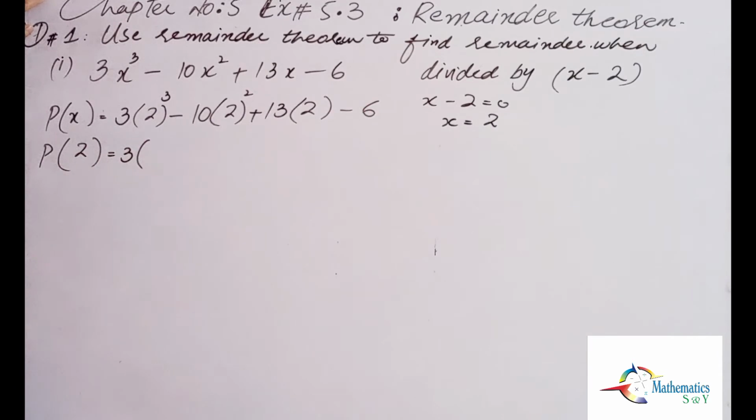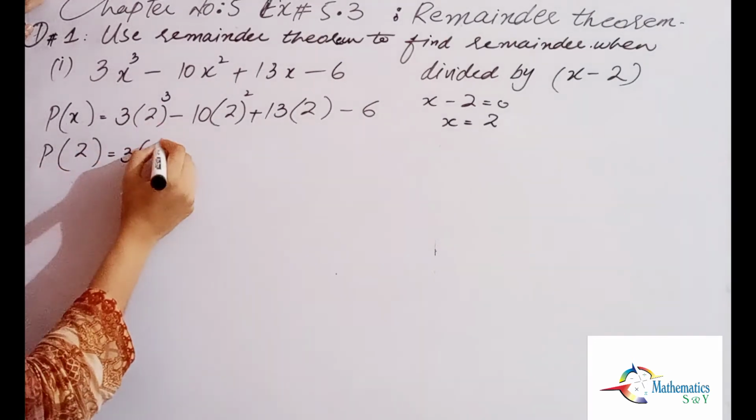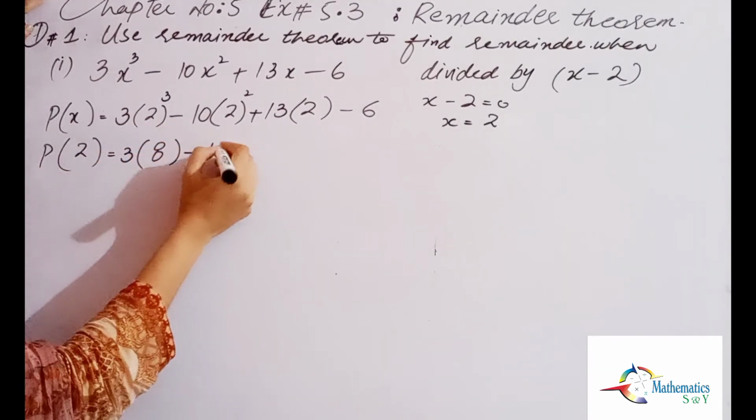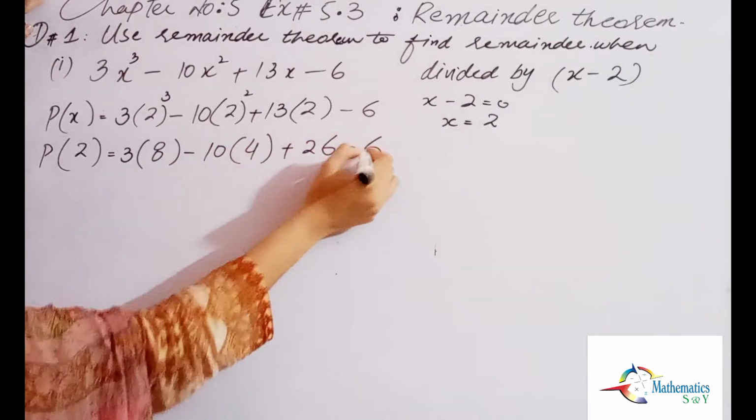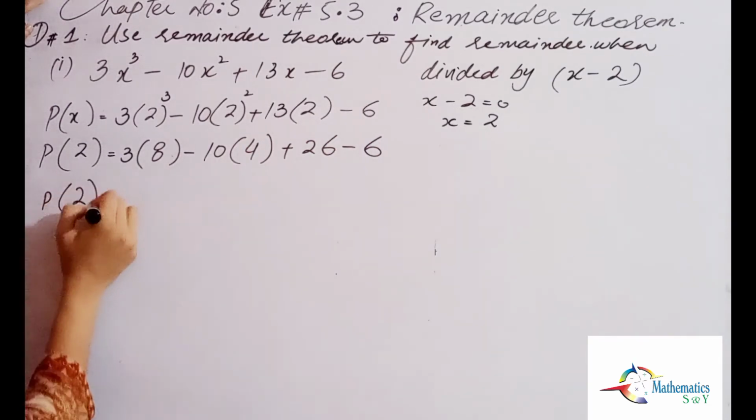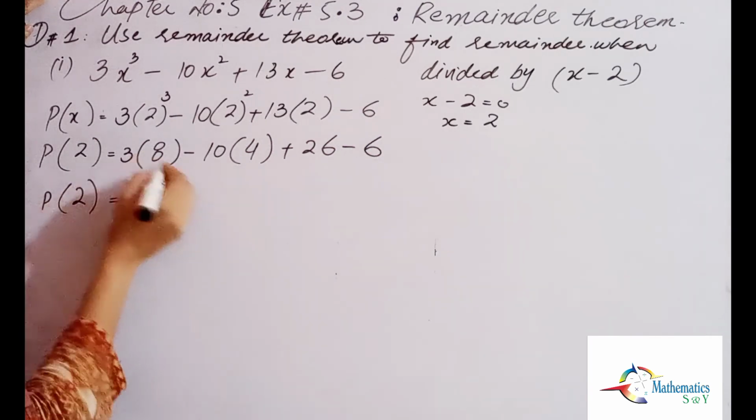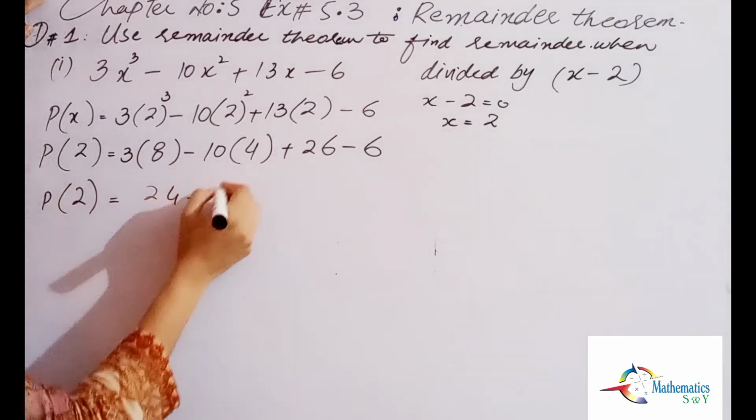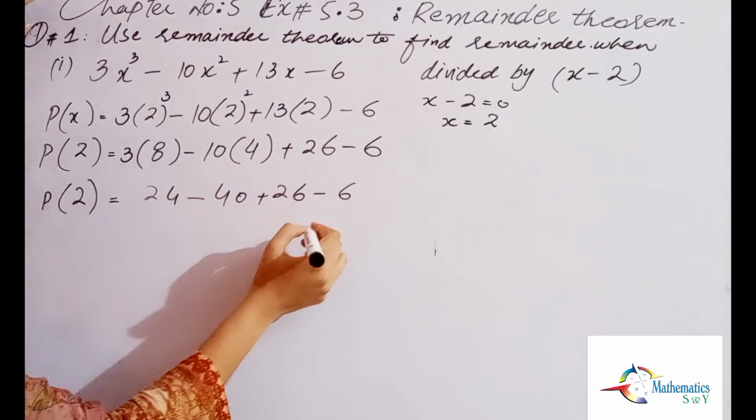3. First we'll eliminate this power. Most of the students do that: first they multiply 3 by 2. No, that's wrong. First we will remove this power by taking the cube of 2, that is 8, minus 10, 2 squared is 4, 13, 2 times 26, minus 6. So p of 2 means that in place of the x we have put here 2. 3 times 8 is 24, 10 times 4 is 40, plus 26, minus 6.